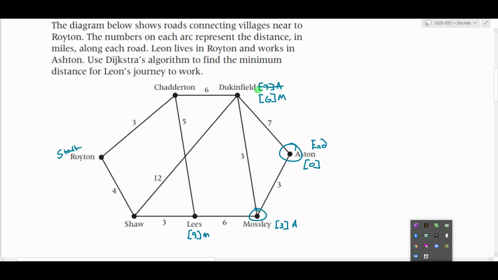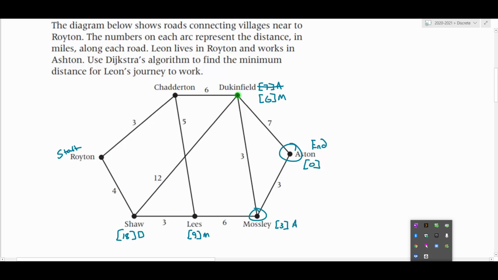So again, I take a look at my vertices that I have marked here. So we have a 6, we have a 9. So I'm going to go up here to the 6, and I'm going to do the same thing, right? So this first edge goes back to a city that's been visited. This second edge goes back to a city that's been visited. And this one goes to Shaw. So we're going to have 6 plus 12, which is 18. So it's telling me that I can get to Shaw in 18 miles. I don't know if they gave me miles. So in 18 miles, and I'm coming from Duncanfield, so I'll put a D on that one.